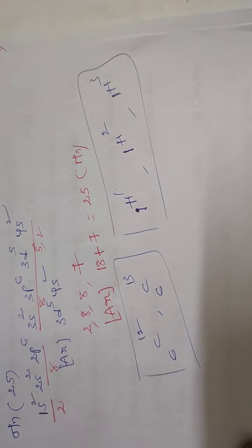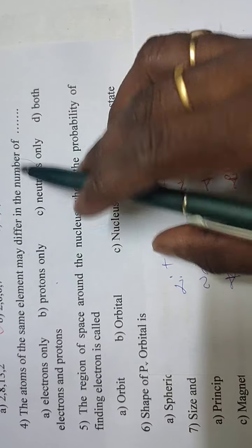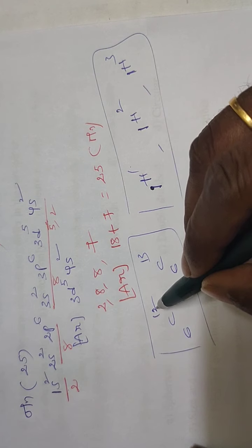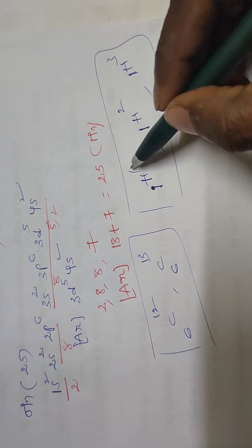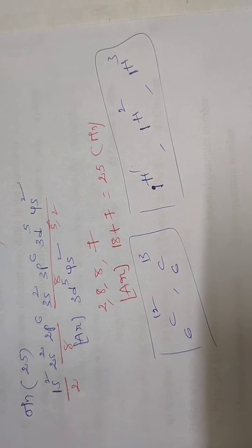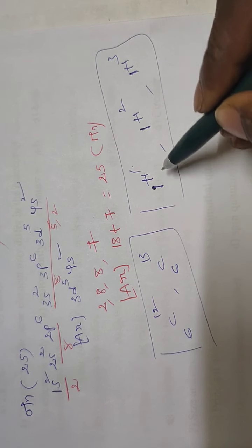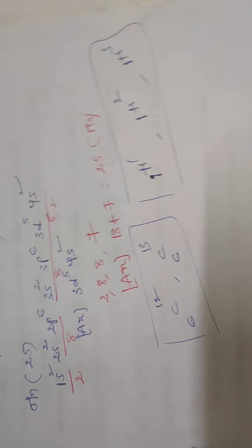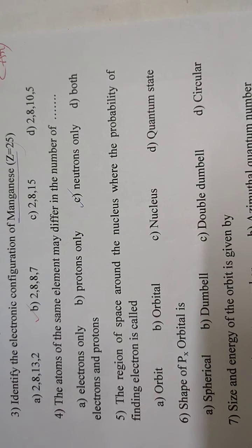So what is the question here? The atoms of the same element may differ in number of neutrons. Mass number minus atomic number is neutrons. So 12 minus 6, 13 minus 6, 1 minus 1, 2 minus 1, 3 minus 1. So these all are same atoms, but the neutron number is different. Atomic number is same, so the number of protons are same, the number of electrons are same, but the number of neutrons are different. So the correct answer is neutrons. So it is the correct option.